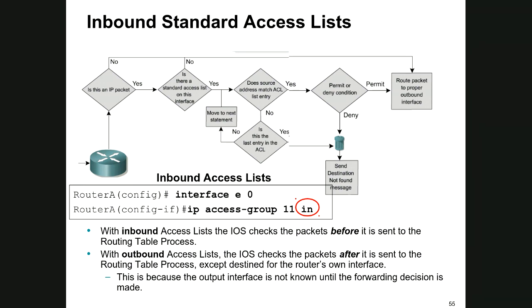If it's an outbound access control list, however, it has to go through the entire routing table lookup process, because that's the thing that determines which exit interface the packet is supposed to be sent out of. Well, if that exit interface happens to have an access control list on it and it denies the traffic, we've really wasted a lot of the router's processes by doing an expensive lookup process and then denying the traffic. So if you can get away with it, try to use inbound access control lists instead.